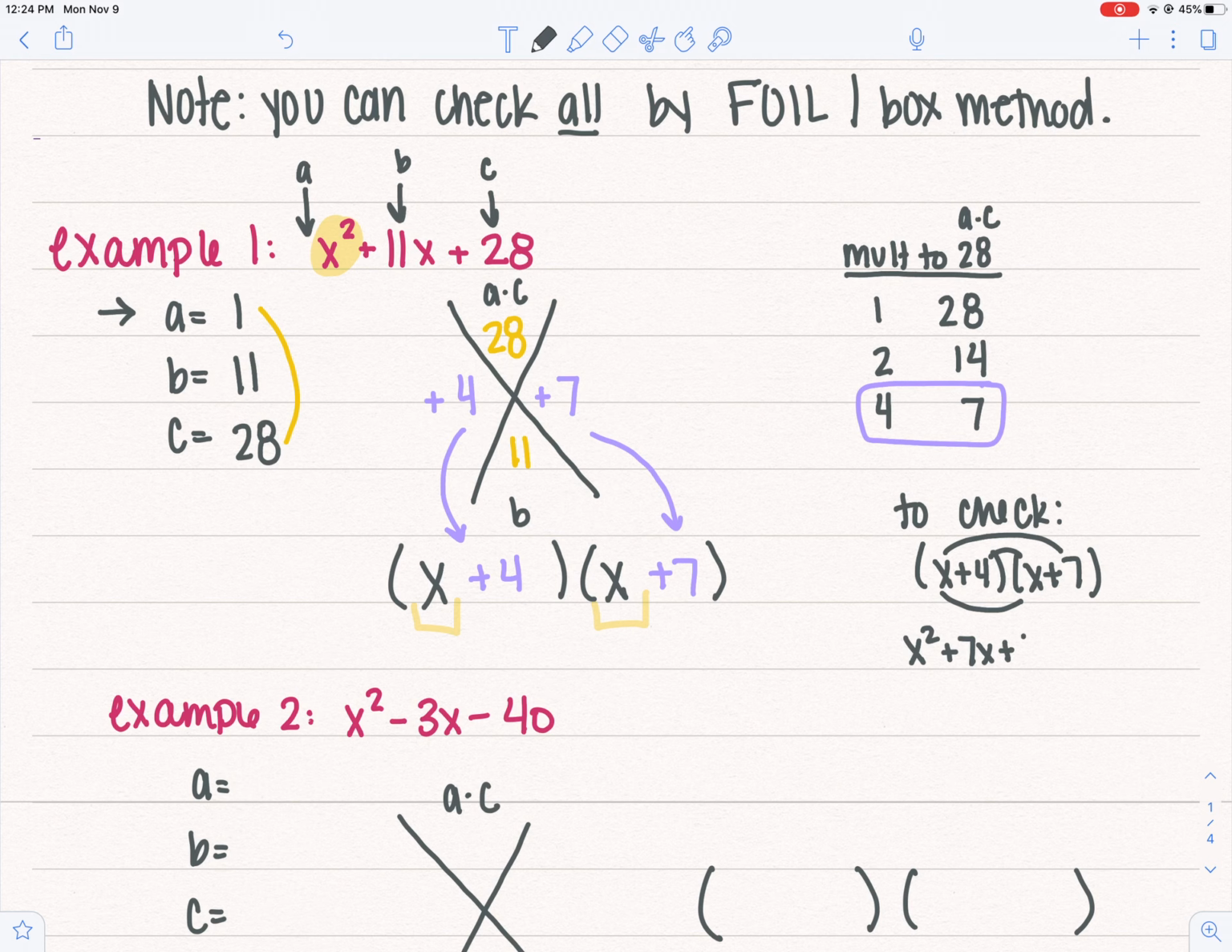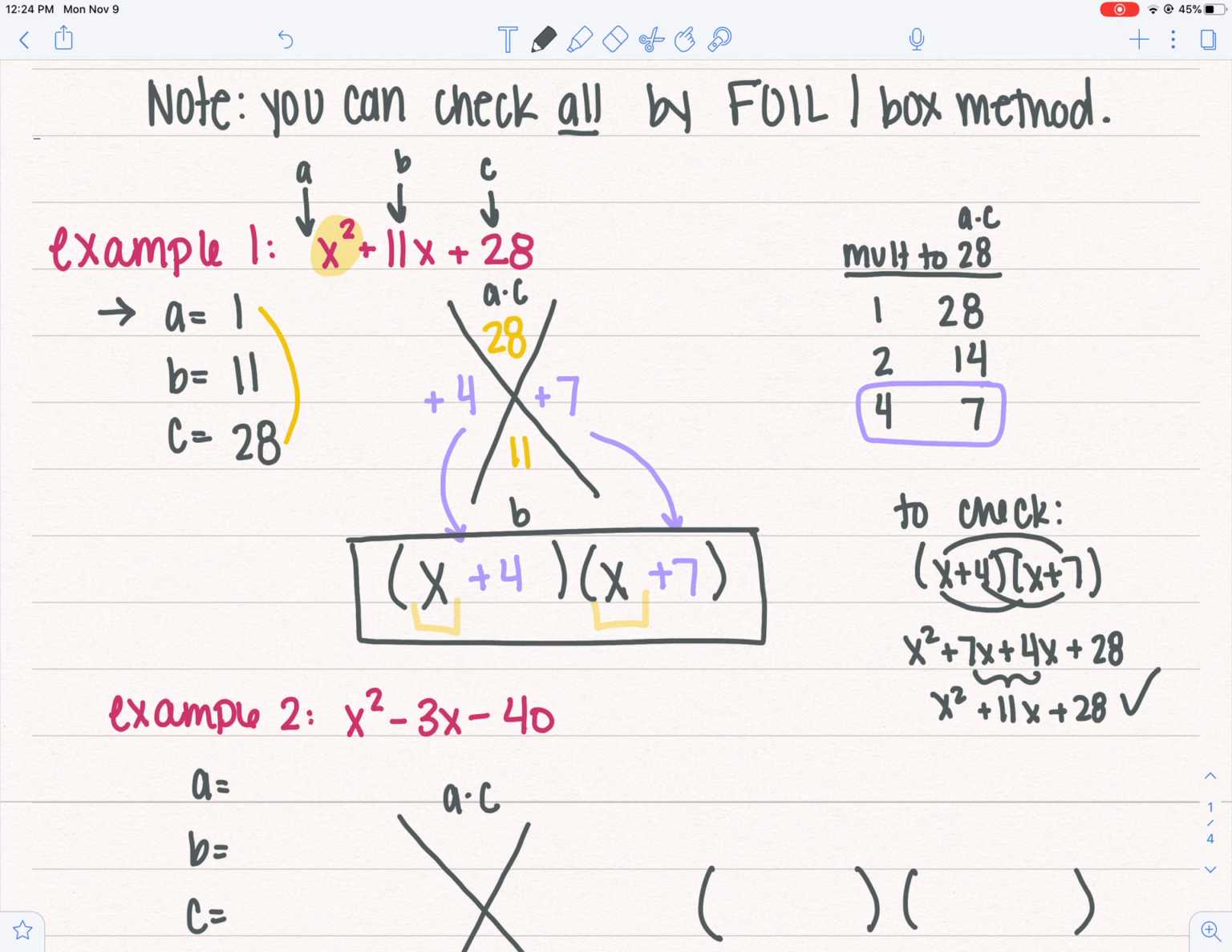Inner x times 4 is going to give me 4x, and then 4 times 7 is going to give me 28. And then, of course, I will combine like terms. And so, because when I FOILed it, I got back to my question, because those two things were the same, I can say, yes, I got it right. And so this would be my final answer, x plus 4, x plus 7. Order doesn't matter. If you do x plus 7 times x plus 4, it is good to go.